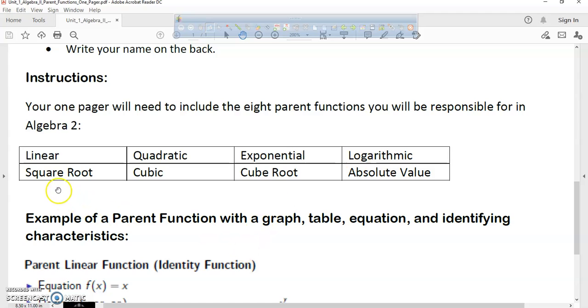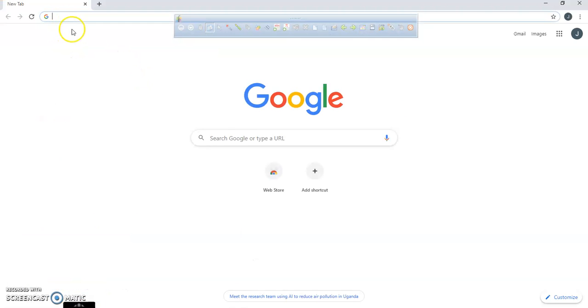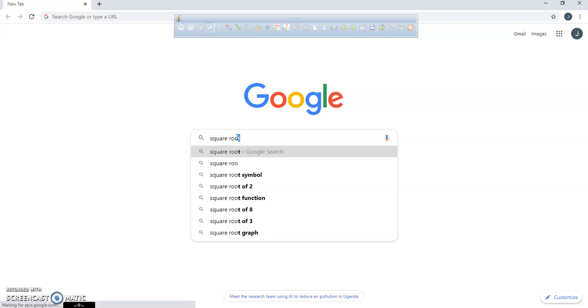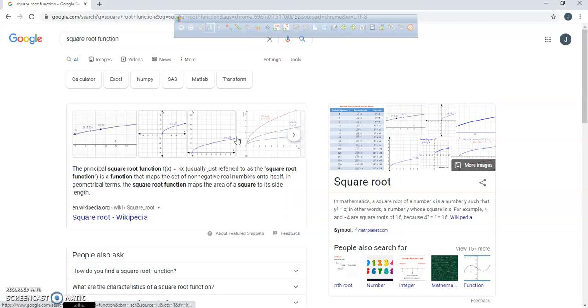So you're going to go to Google, and for example, let's just talk about the square root function. So I'm going to go over here, and I'm going to open up Google, and I'm going to type in, what the heck is a square root function? Okay, square root function. Oh, hey, look, there's pictures of square root functions. And it looks like it says the square root of x.